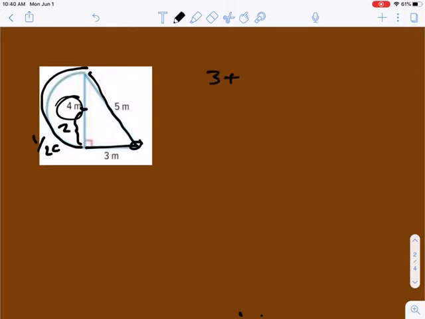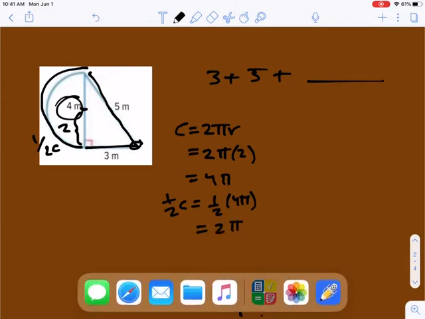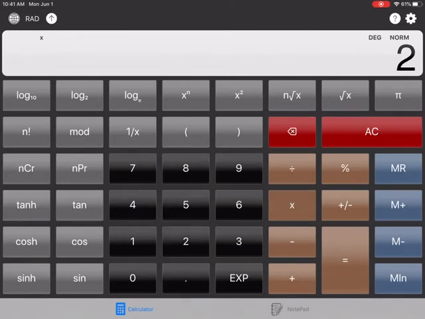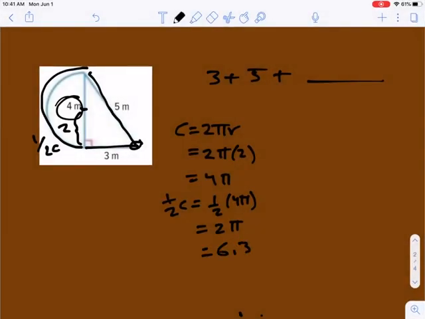So we're going to have 3 plus 5 plus whatever our half circumference is. So let's figure that out. I know circumference is 2 times pi times r. So 2 times pi, and my r is 2, so it's 4 pi. And then I know it's going to be half of that, so half of 4 pi is 2 pi. Then we grab the calculator and go 2 times pi equals 6.3, because I believe they also said to do tenths. So we got 6.3. Put that in here and then just add them up.